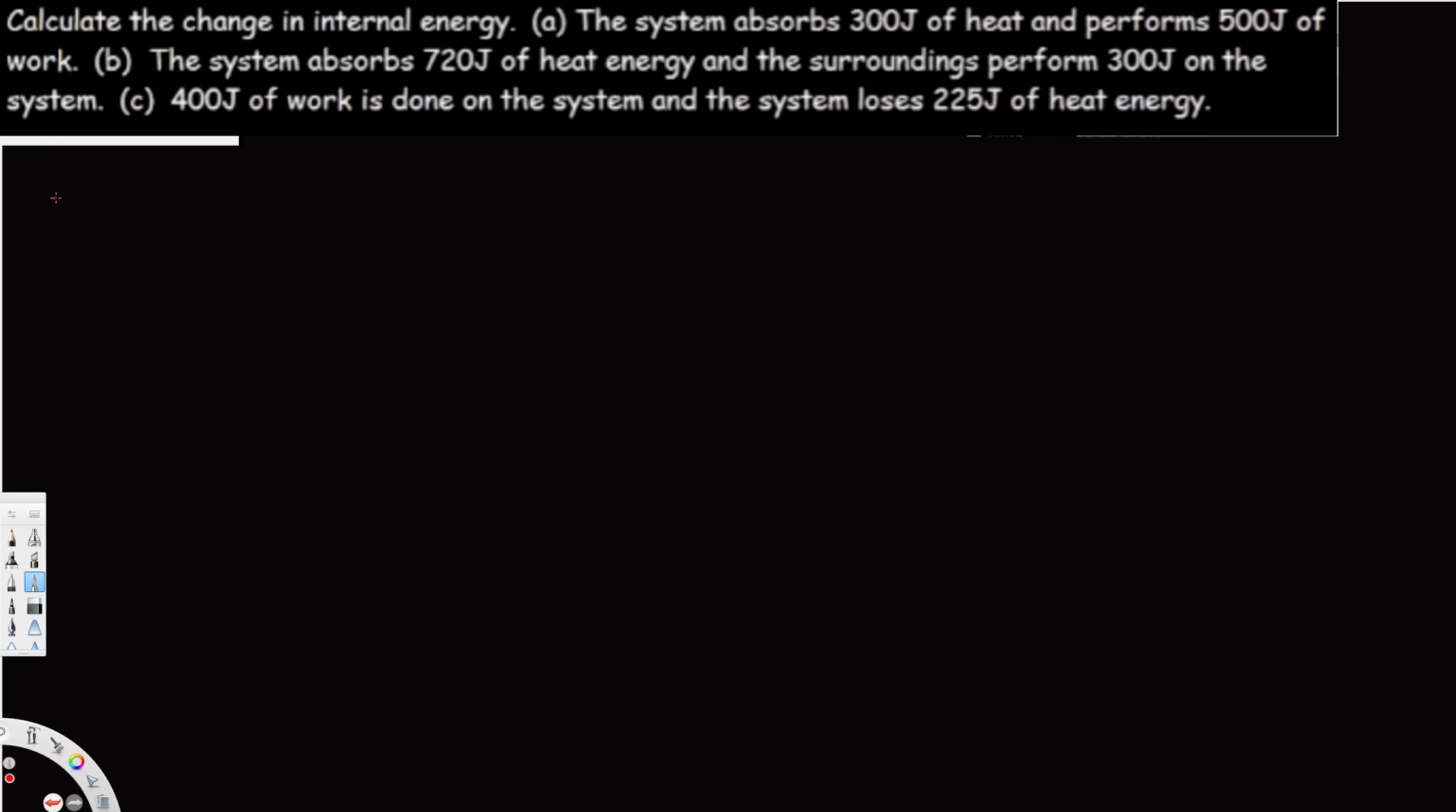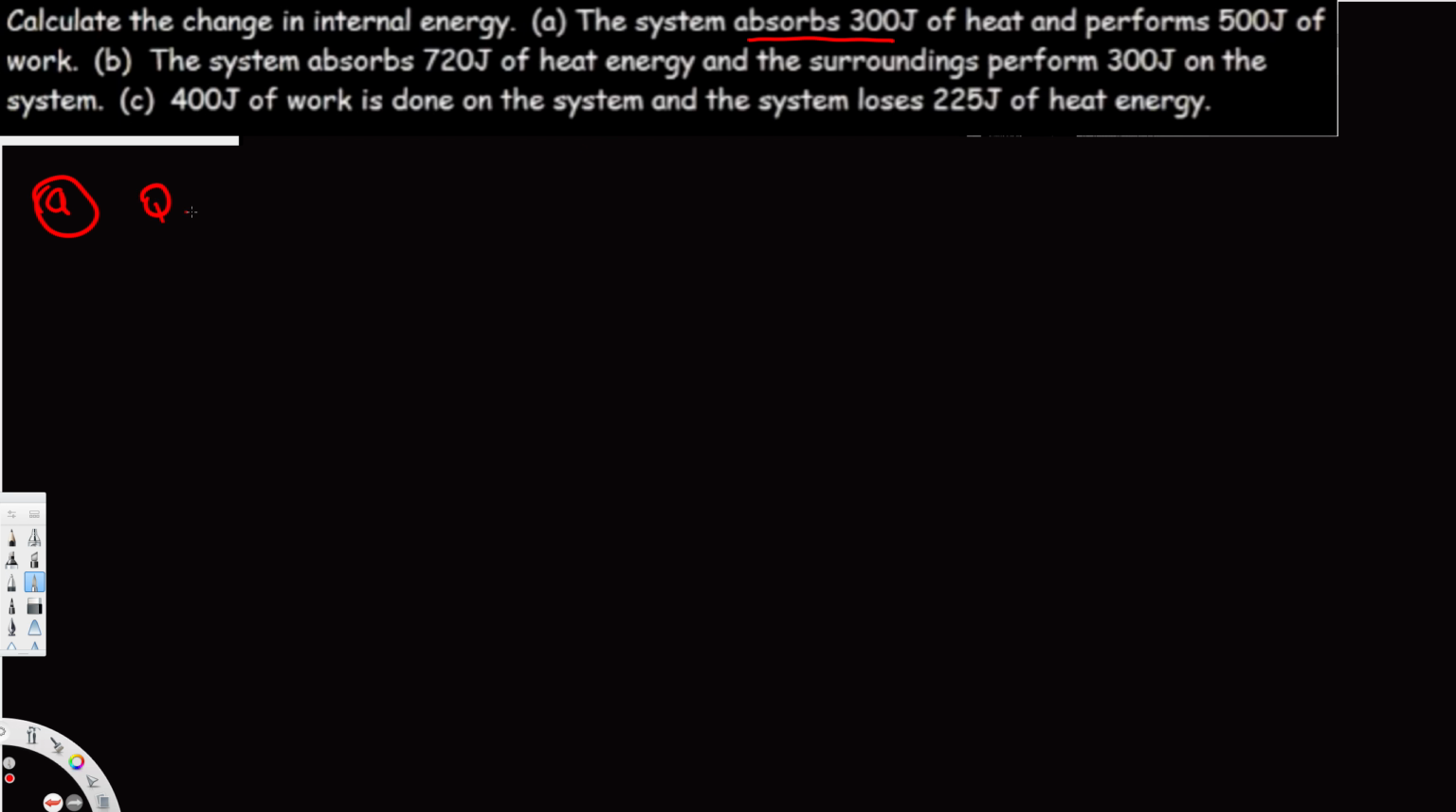So here let's list all of this. We are doing part A. The system absorbs 300 joules of heat. So is it positive or negative? Whenever we have a system that is absorbing heat, that's positive. Whenever it releases heat, that's negative. Loses heat, negative. Here it absorbs heat, so therefore this one is positive.